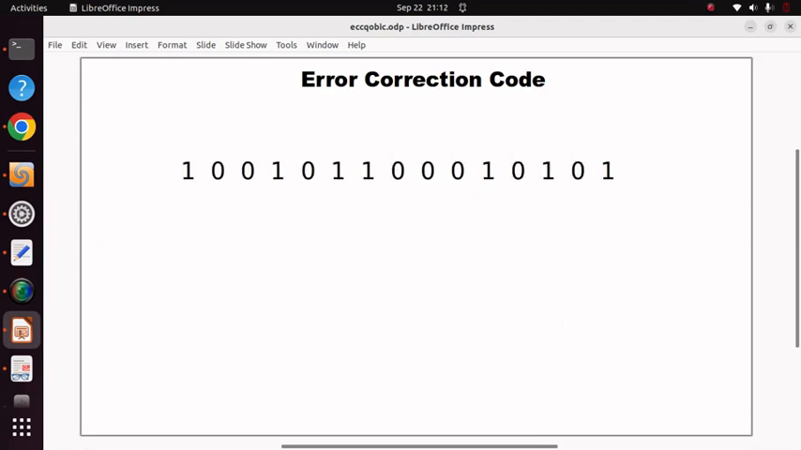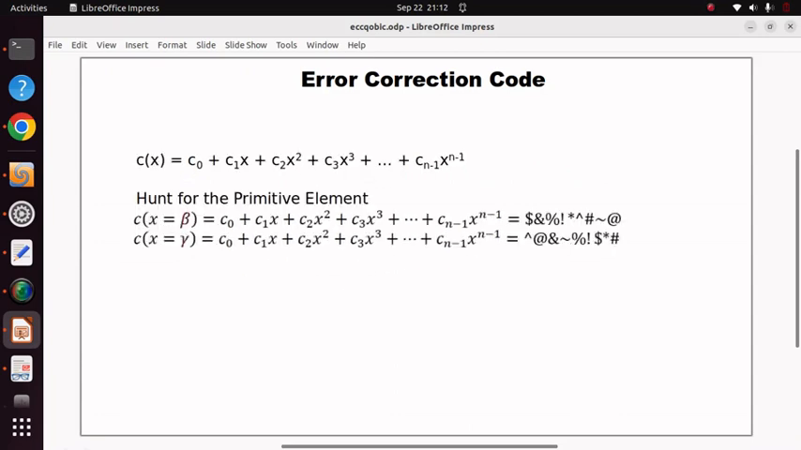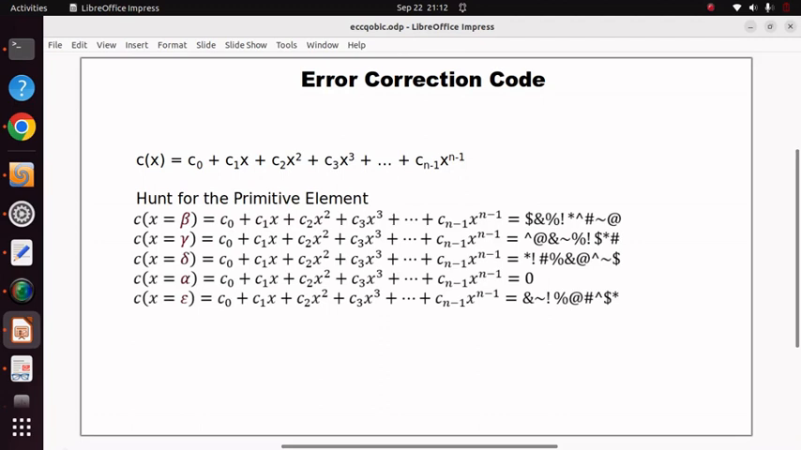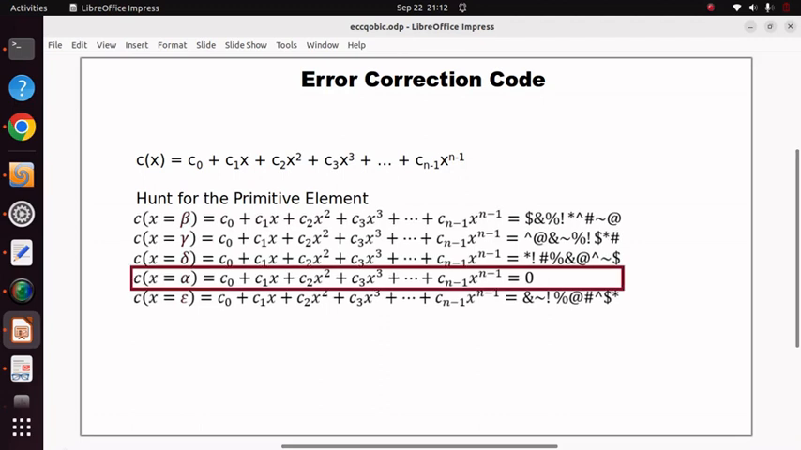Suppose there is a received code. We may represent it in polynomial form. The evaluation can be given with elements. We don't bother with non-primitive cases.